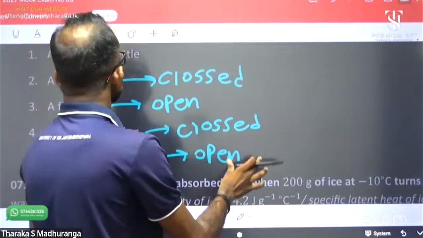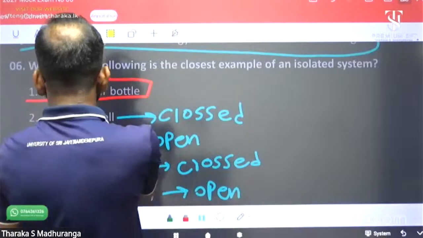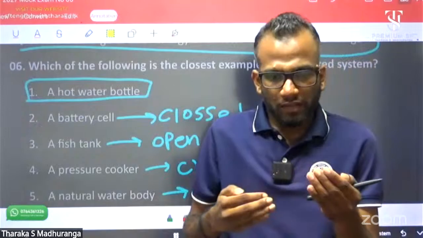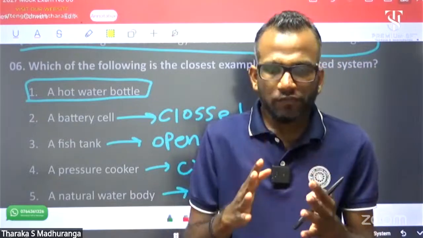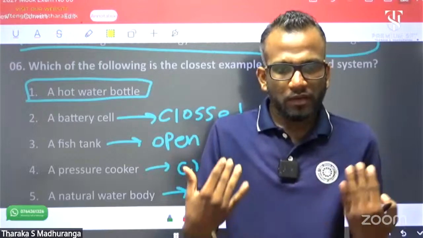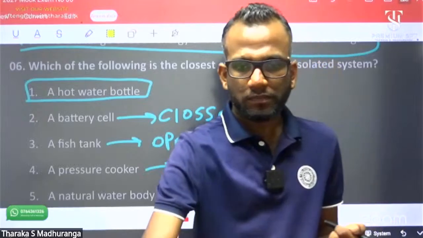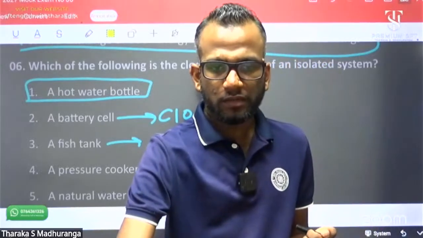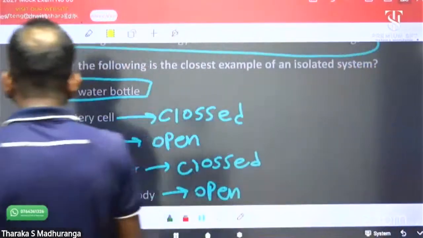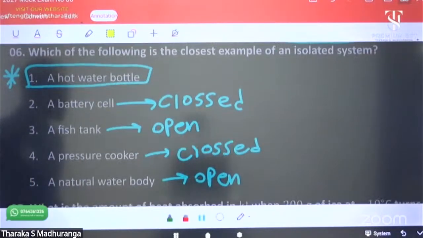Then the closest example for an isolated system is a hot water bottle, but that one is also not fully isolated. Why? Because heat energy is transferred, very slowly. That's why the water cools, no? Right, but that's a more suitable example, the closest example.